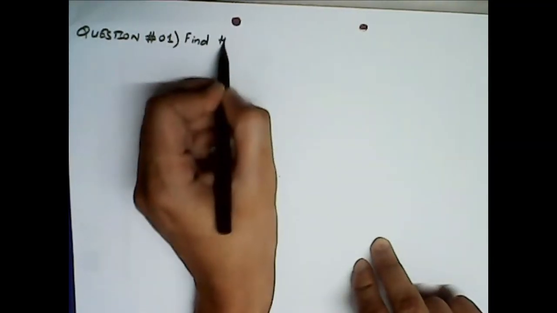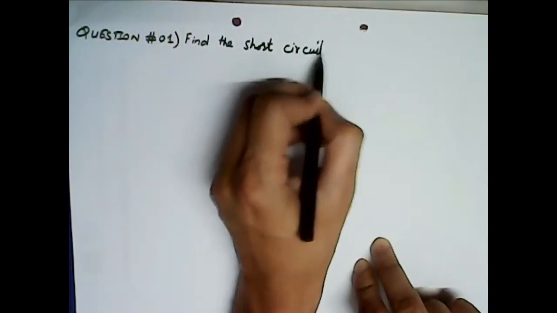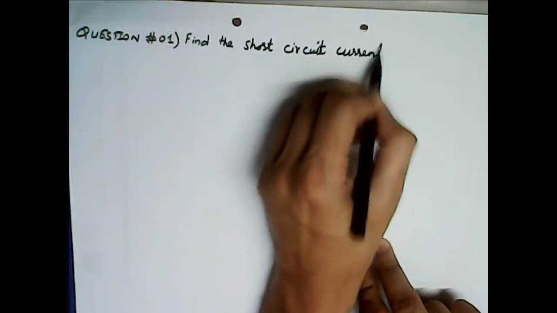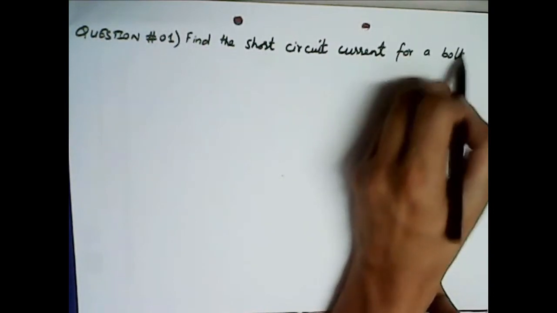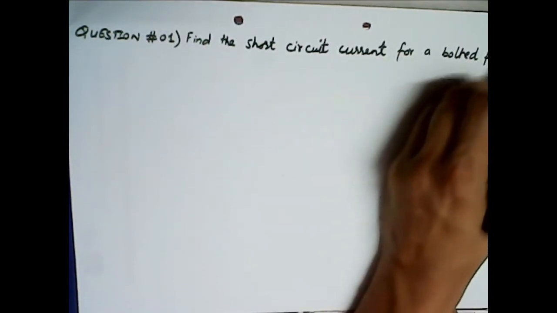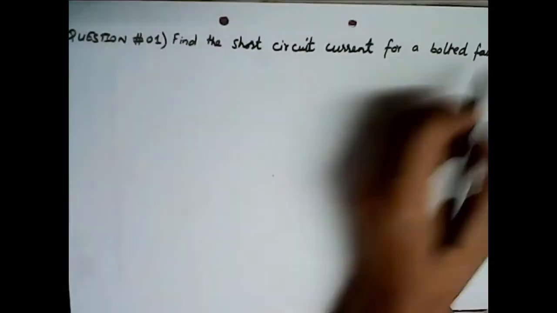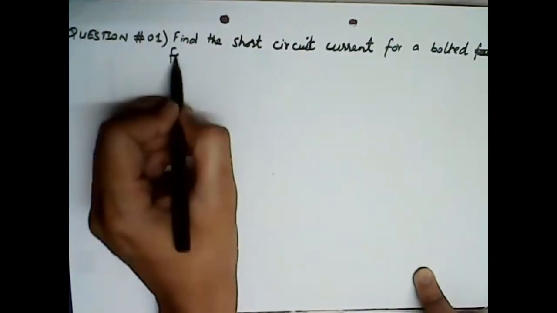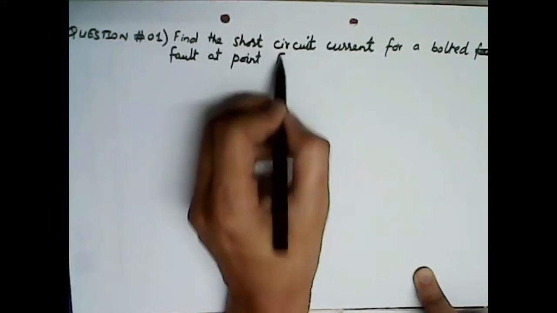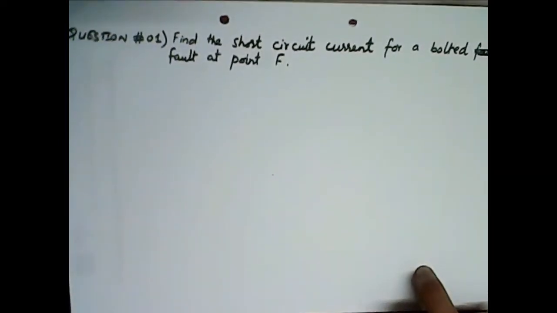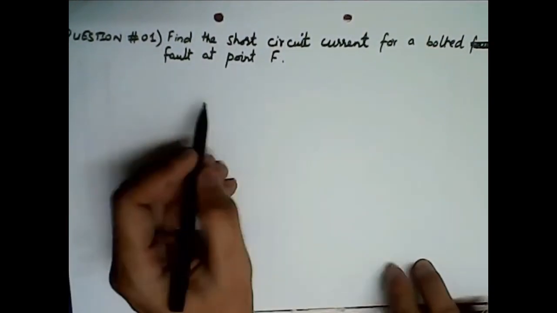In summary, what is asked here is to find the short circuit current for a bolted fault at point F, right? And the figure is also given here.